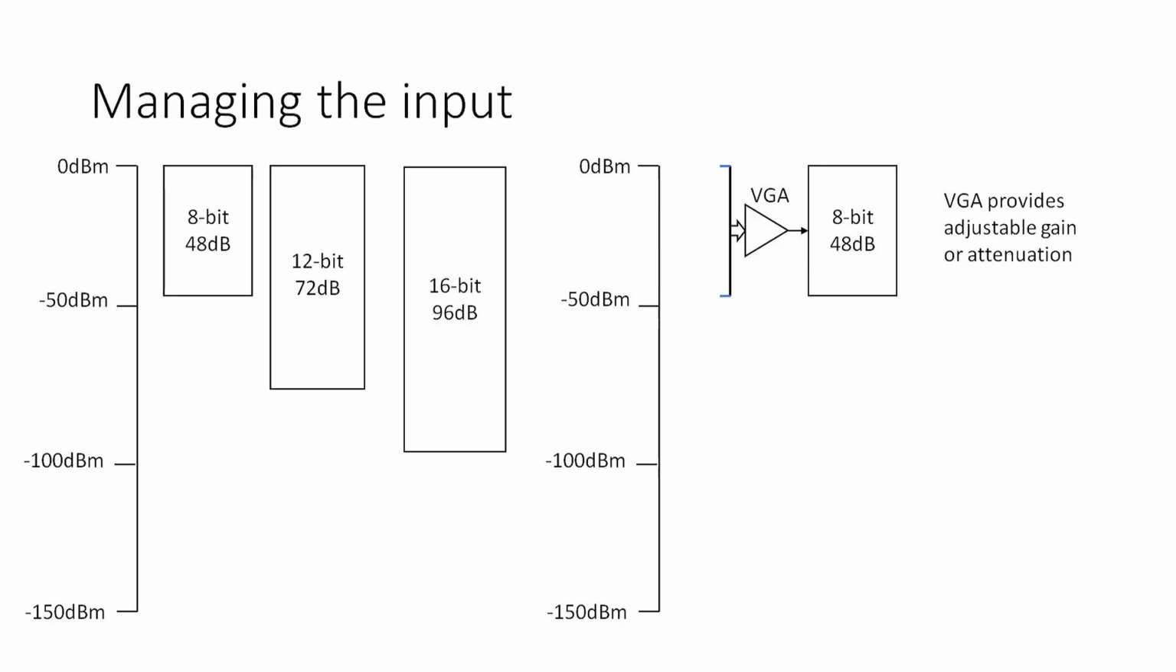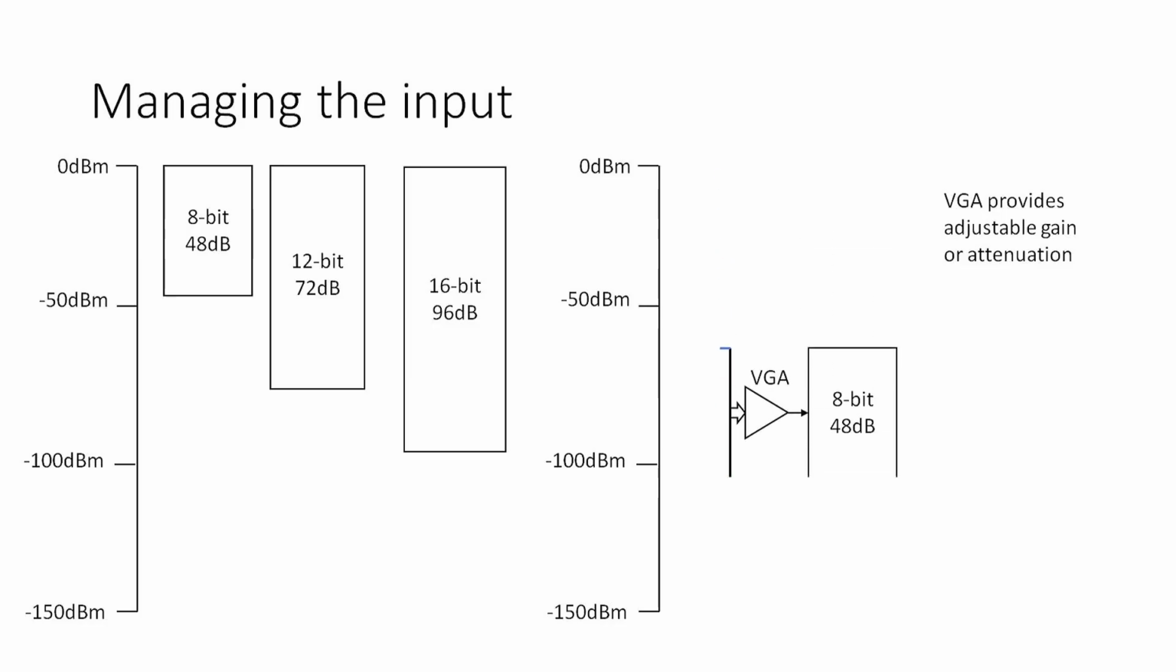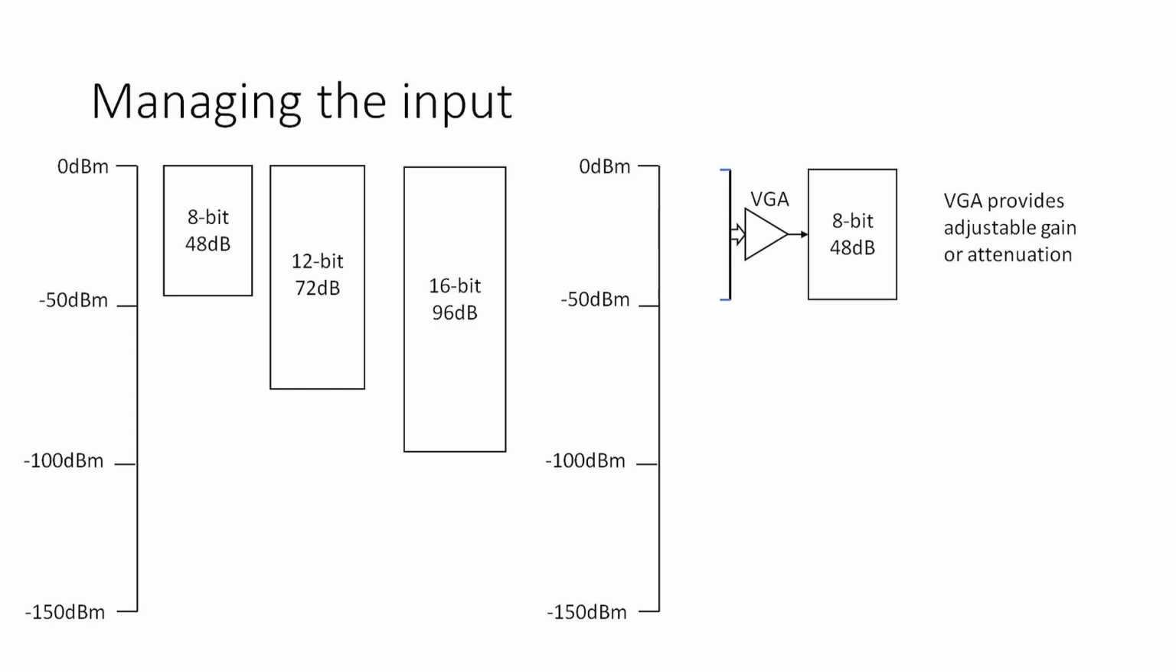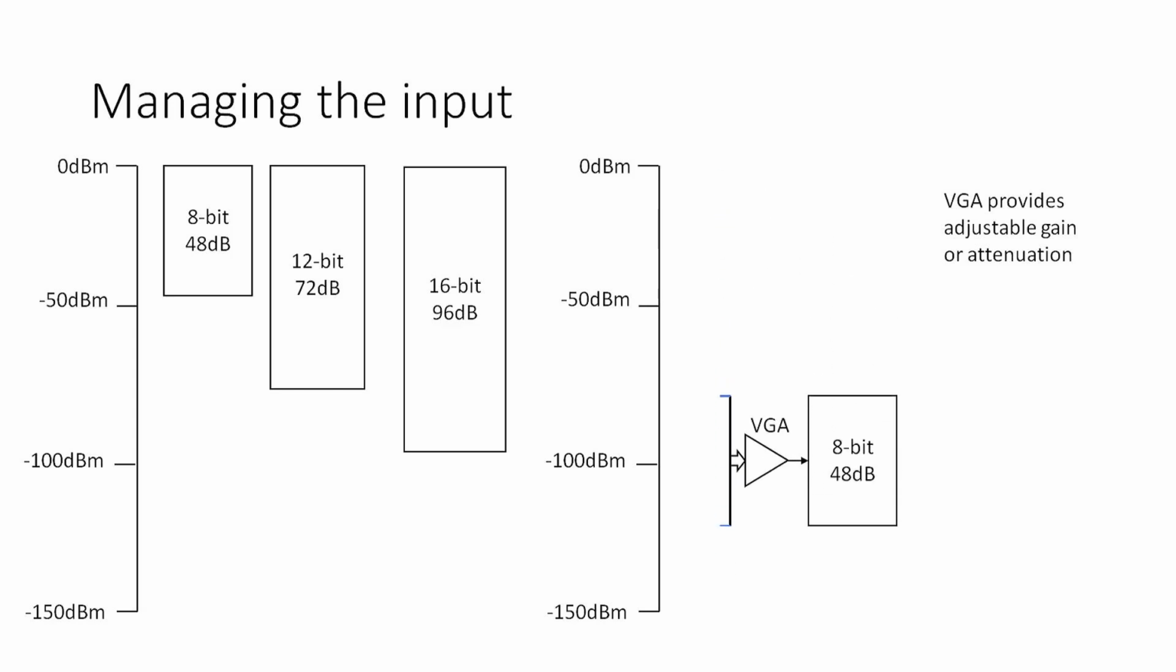Okay, so we put a variable gain amplifier in there, and the types that are used can add attenuation as well as gain. So they have a wide range. So the idea is that we can put that ADC's potential wherever it's needed in the range of input signals that are coming in.